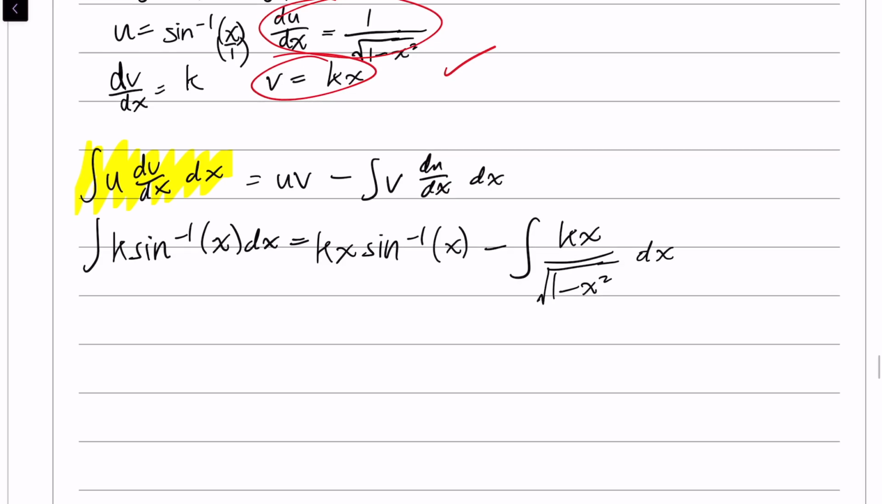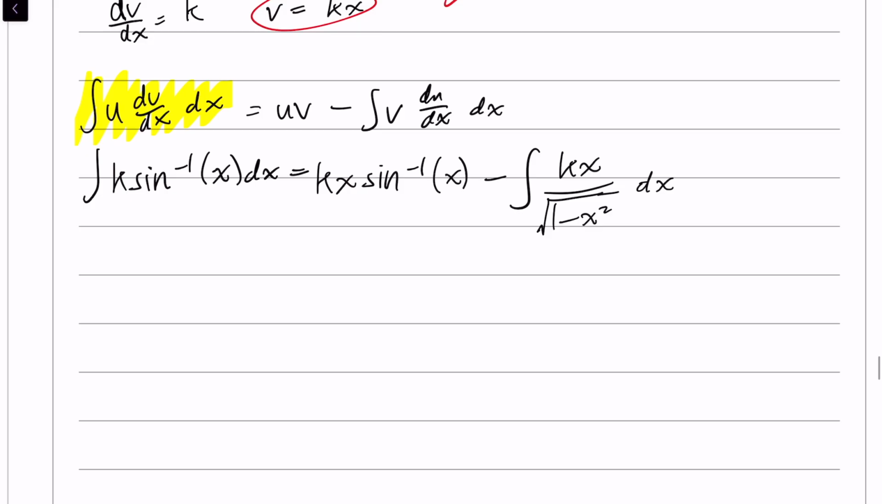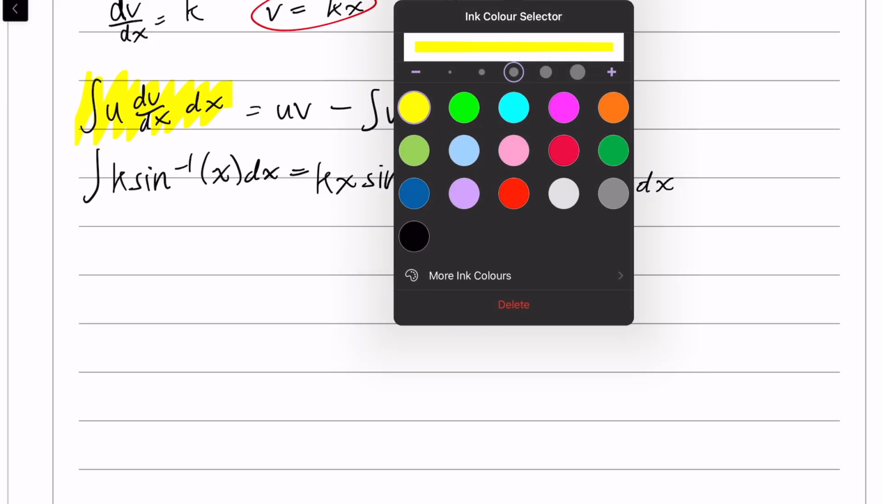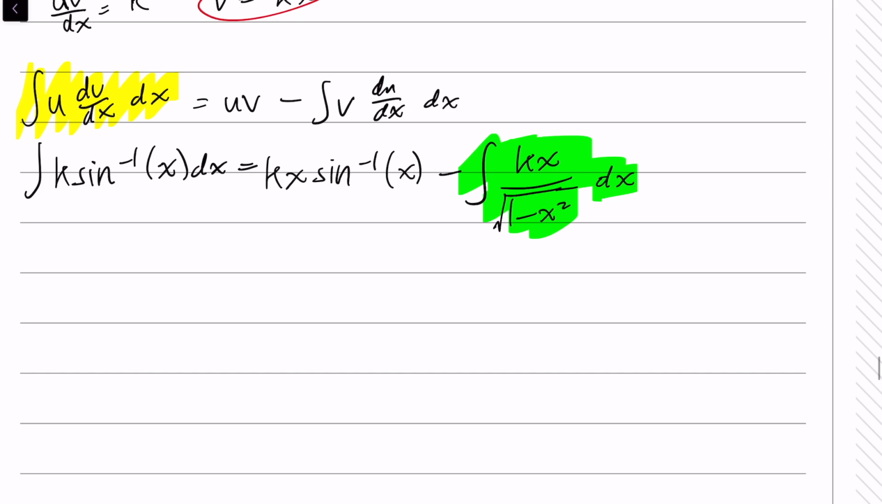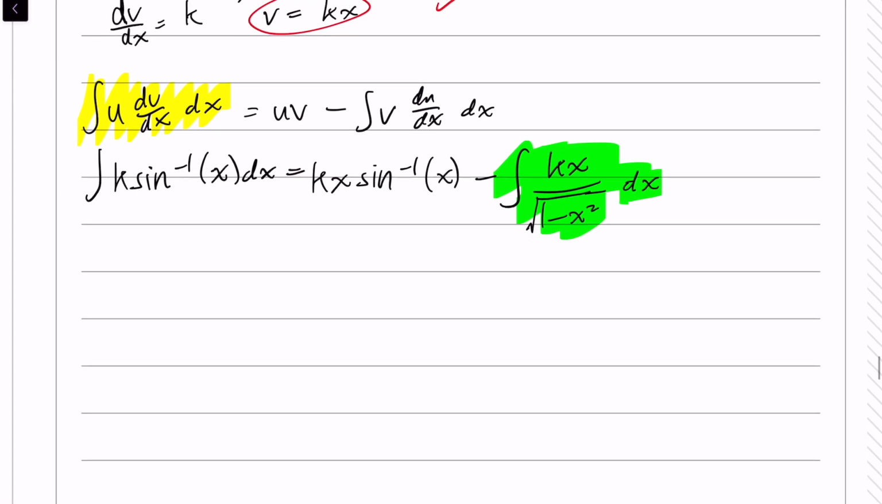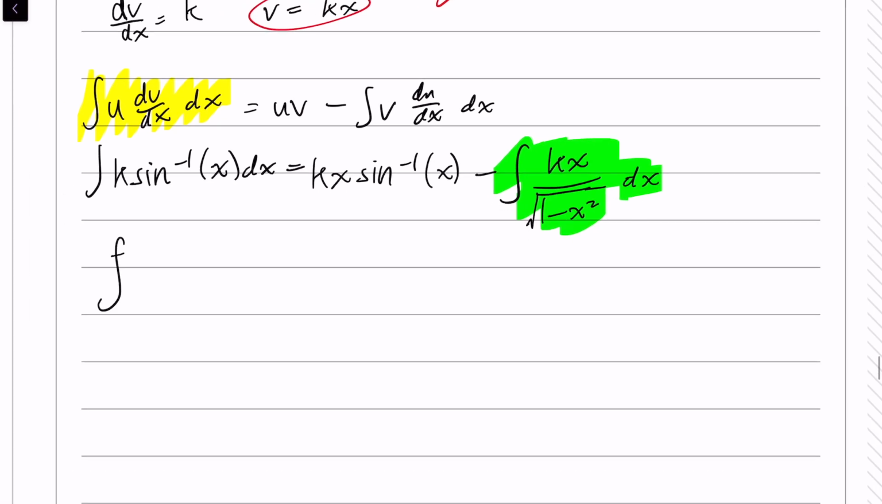And then now what I can do is look at my second integral function and see what I can maybe work with. So I have a kx on the numerator and then an x squared on the denominator. I know it's a square root, but we can still work with that if we use substitution for this integral. So let's consider the integral of kx over the square root of 1 minus x squared in terms of x.